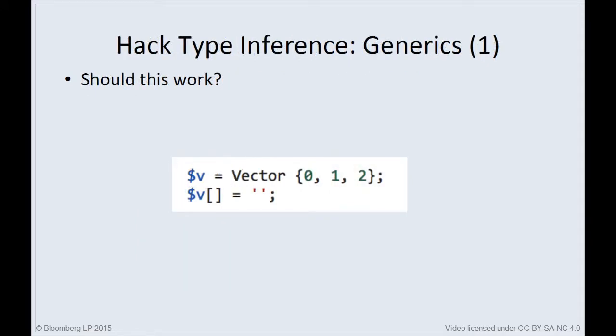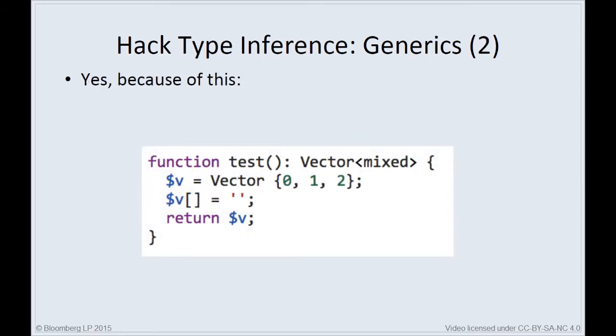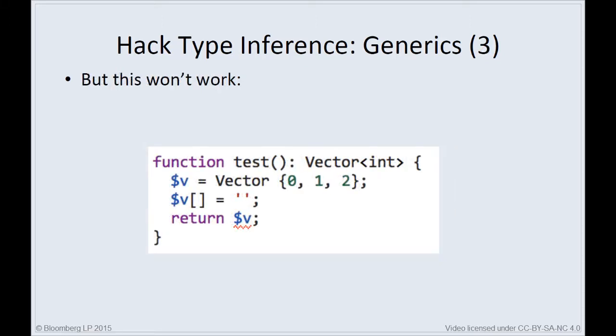Should this work? I define v to be a vector literal of 3 integers, and then I want to append a string to that vector. Should this work? The answer is yes, this should work. I should be able to use this as a vector of mixed. Mixed means, well, it's a supertype of anything, and so this vector can contain anything. And so our type inference needs to allow stuff like this, mixing integers and strings inside the same vector, but it also needs to keep track of it so that we can print an error here if you're trying to use this vector as a vector of int instead of a vector of mixed.